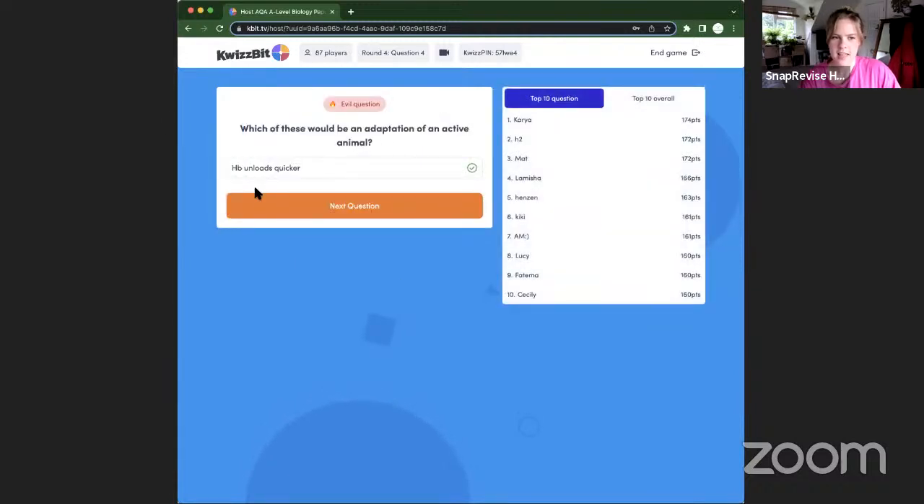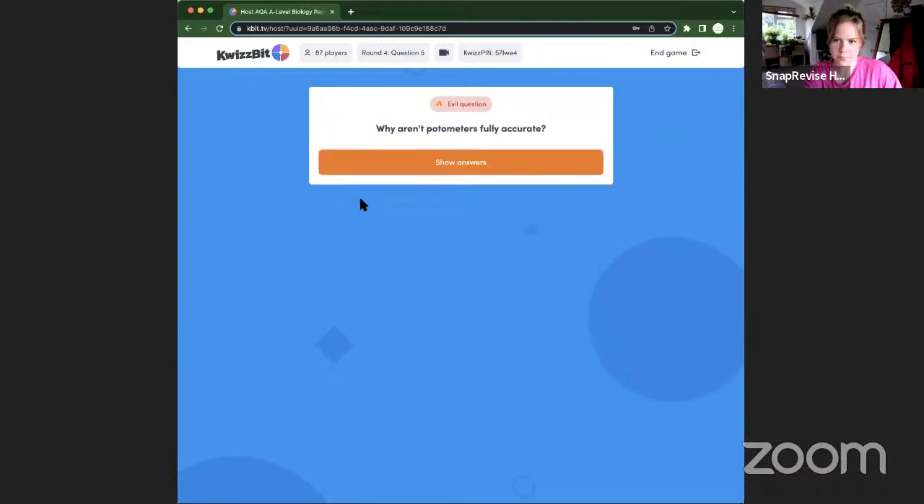Okay, so the answer to that one is hemoglobin would unload quicker, so it unloads oxygen quicker, which is helpful for rapid respiration to provide the energy to contracting muscles for an active animal. So something like a cheetah, if it's running really fast, it needs its hemoglobin to unload that oxygen so it can use the oxygen for muscle contraction.